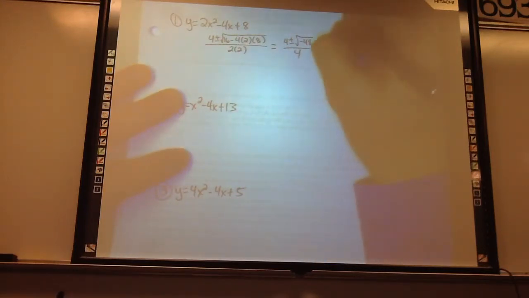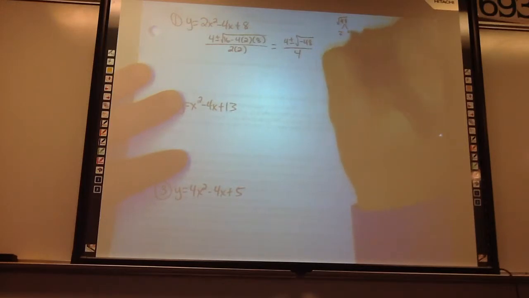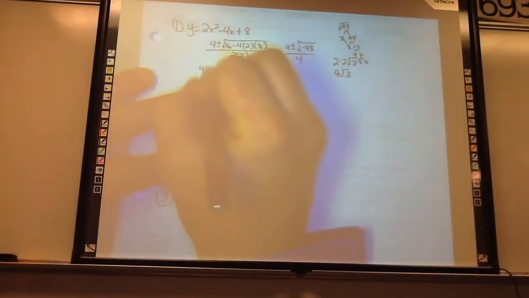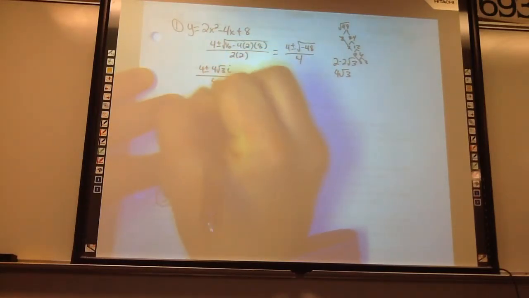So square root of 48, break that up. Remember this, 2 times 24. I think you guys went by 2s. 2 and 12, 2 and 6, 2 and 3. Bring out a 2, bring out another 2, root 3, so it's 4 root 3. Yeah, we got the i. So you got 4 plus or minus 4 root 3i divided by 4.